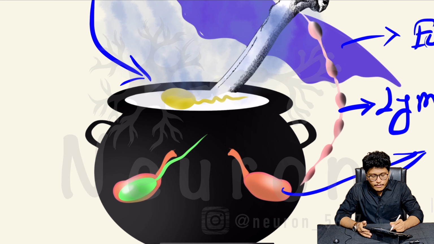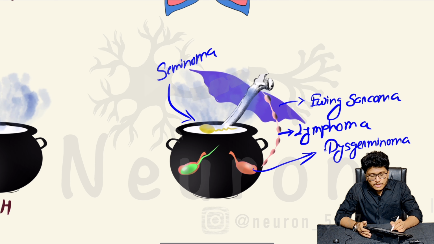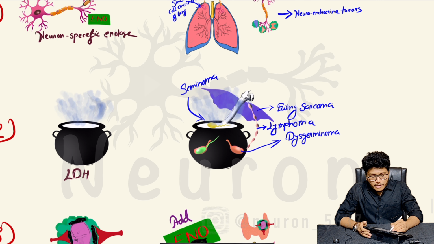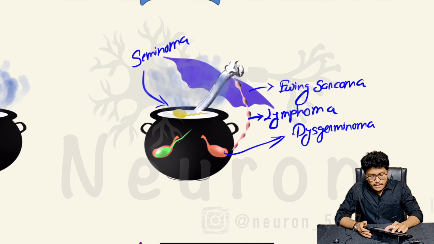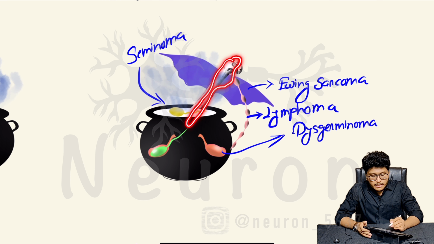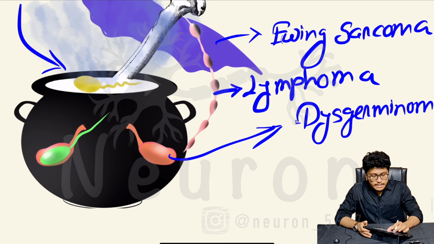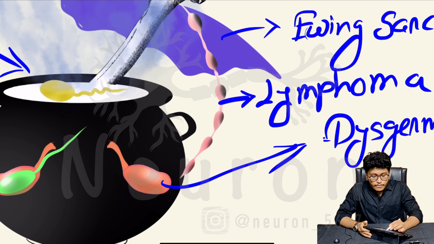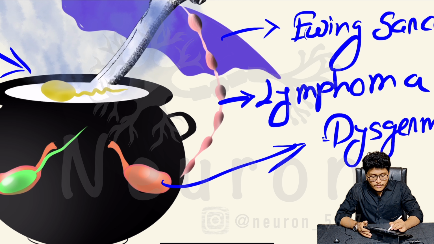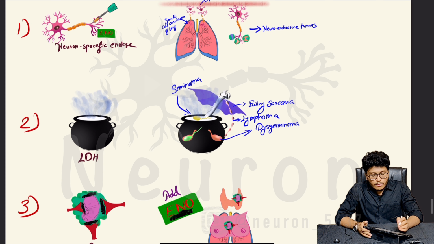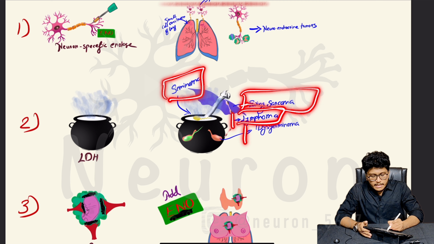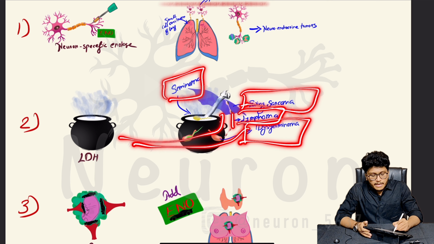As you can see, I have drawn this form here. So seminoma, in seminoma, the tumor marker will be LDH. Now this bone is attached to this cauldron by this link. This link is made from the lymph node. As you can see, this is not the pure lymph node, it has carcinoma, so lymphoma. So in all these tumors, seminoma, Ewing sarcoma, lymphoma, and dysgerminoma, the tumor marker will be LDH.